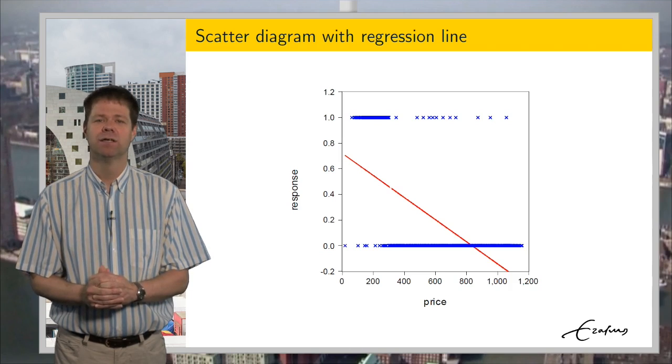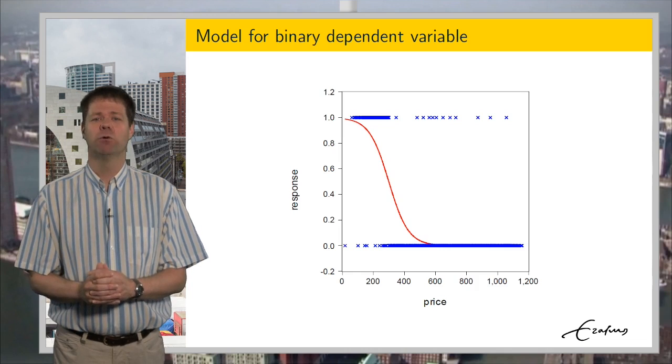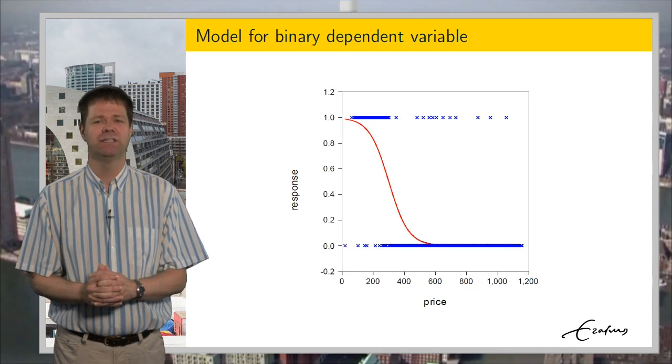To summarize, although the linear regression model seems to indicate the right direction of the relation between price and choice, the interpretation of the fitted regression line and of the slope parameter beta2 is difficult. In the next lecture, we will propose an econometric model that is specially designed for binary dependent variables and where the parameters have a more natural interpretation.